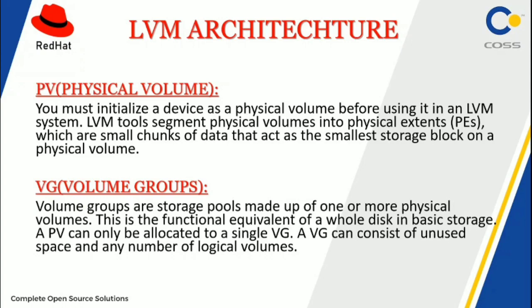So this is the volume group. We are grouping multiple physical volumes into one volume. This is the functional equivalent of a whole disk in basic storage. A PV can only be allocated to a single VG. A VG can consist of unused space and any number of logical volumes. Normally there is no data in the VG right now. After creating the VG, we need to create a logical volume. After the logical volume, we need to format and mount it, and only then can you store data.